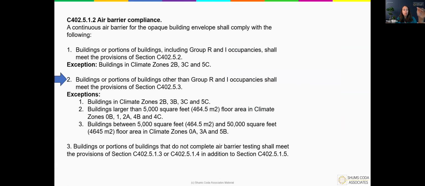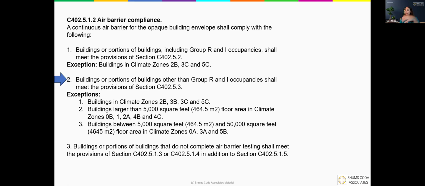Okay. So that was number 1. That was if you were a group R or group I occupancy and what your requirements are. Now, number 2 tells us any building or portion of a building that is not a group R or a group I occupancy is going to have to comply with C402.5.3, which we'll look at. But first, we really need to take a look at the exceptions.